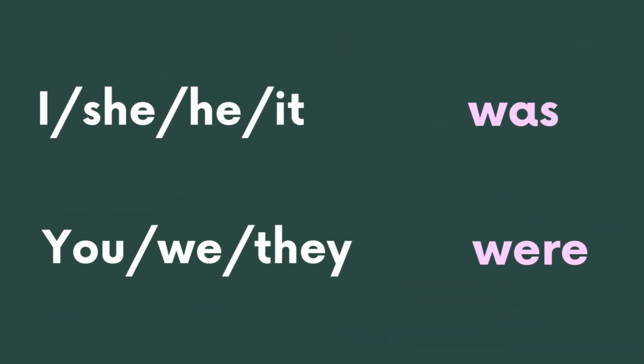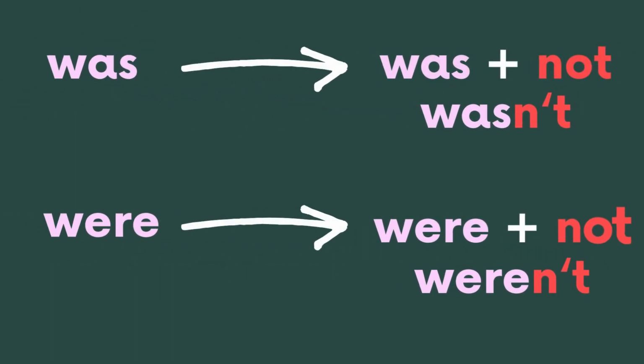For the verb to be, you may remember that we use was and were in the past tense. So for I, she, he, and it, we use was. For you, we, and they, we use were. To make the sentence negative in the past simple tense, we add not. So we say was not or wasn't. Or we say were not or weren't.